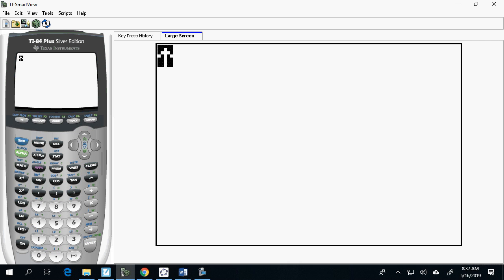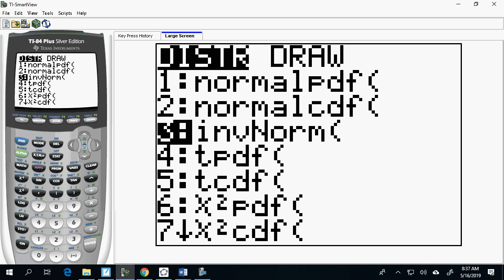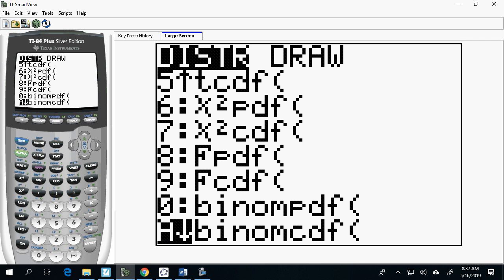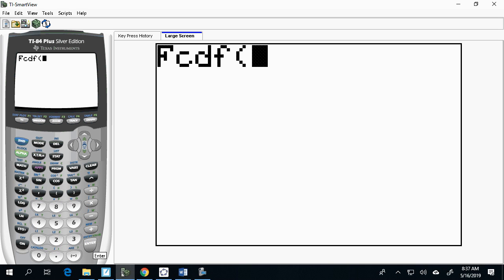All right, so we're going to go to the distributions menu. We're going to go to FCDF. What are my arguments for FCDF? What do I have to put in there? Then it's a large collection of nines. Yes. Then your degrees of freedom numerator followed by degrees of freedom for the denominator.